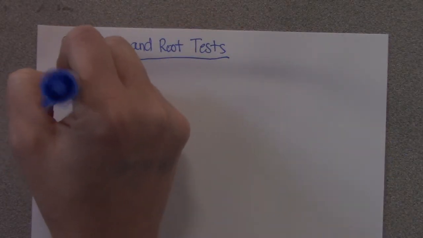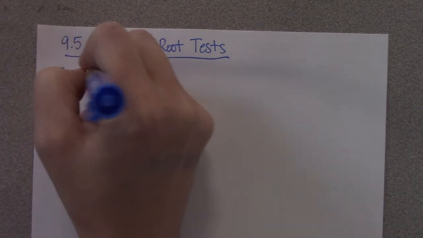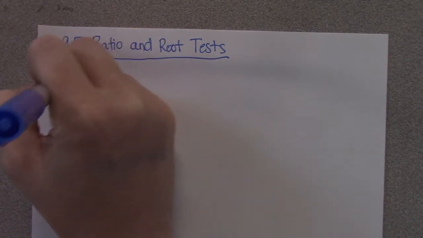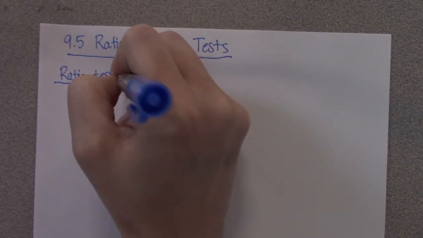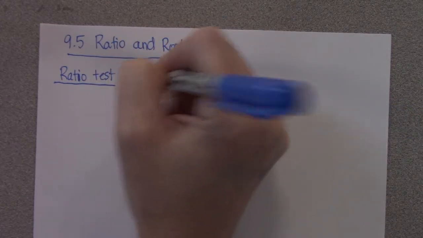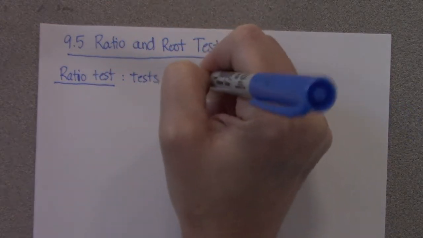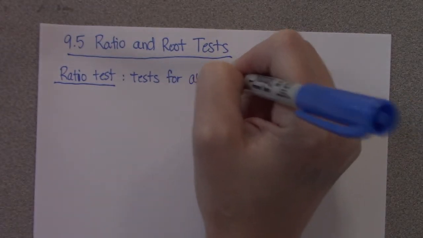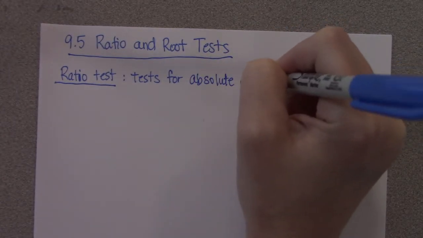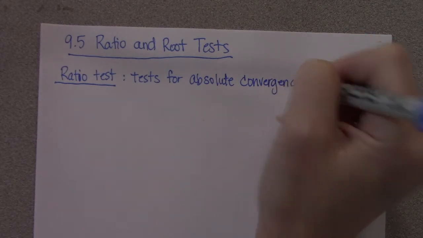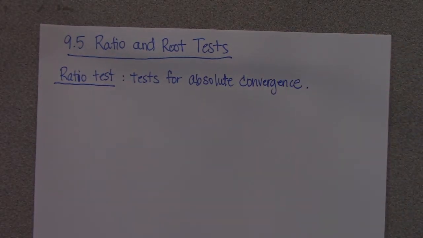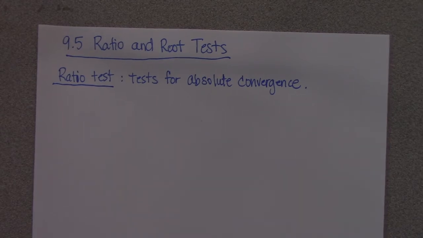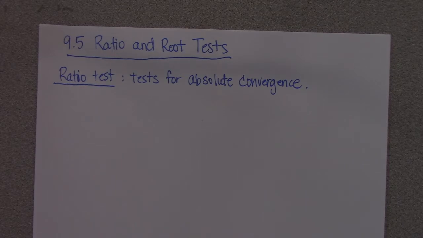So the ratio test tests for absolute convergence. So if it's testing for absolute convergence, then if you're a betting man, you'd probably want to bet I'm going to take the absolute value of some stuff, right? Because that's how we test for absolute convergence.